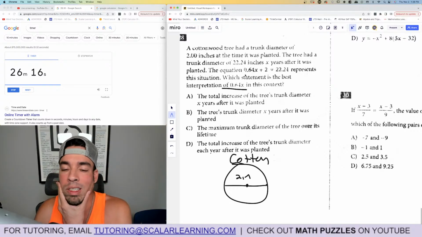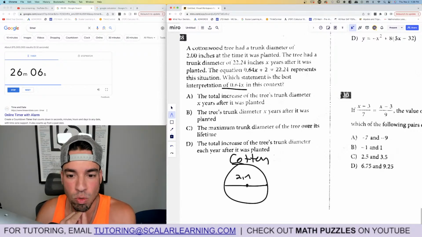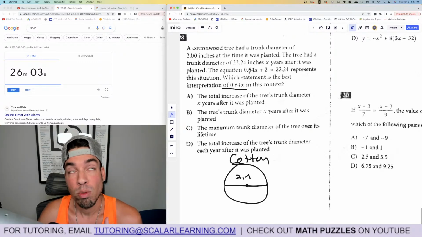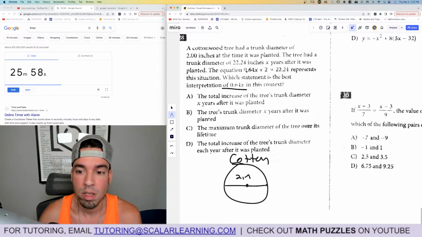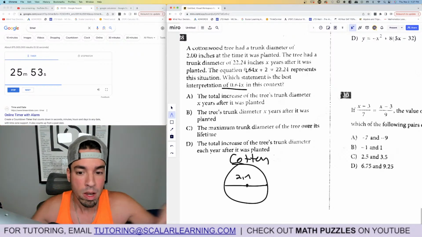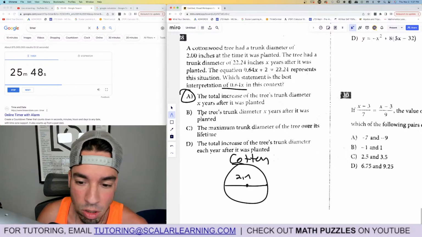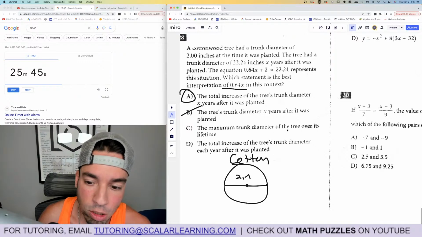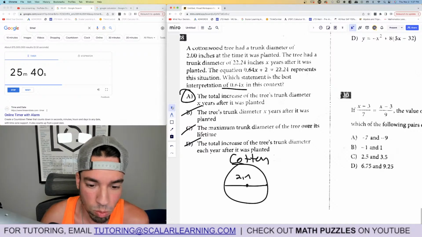Okay, let me think about this for a second. So 0.64 is probably how much it's growing per year, right? The y-intercept is 2, and 0.64 is how much is growing per year. Or sorry, 0.64x. They're asking now what 0.64 is. 0.64x is the total amount it's grown in x years. So the total increase of the tree trunk's diameter; I would say A is correct. The tree trunk's diameter after x years, nope, because that would be plus 2. The maximum tree trunk diameter, nope, that's not it. The total increase each year, nope, that would be just 0.64 without the x.